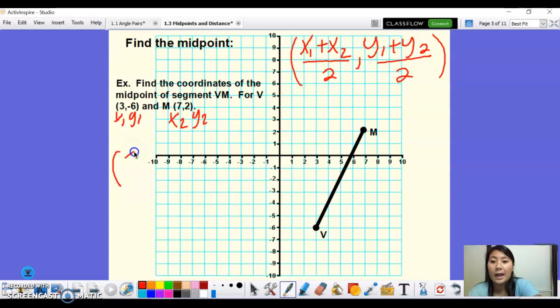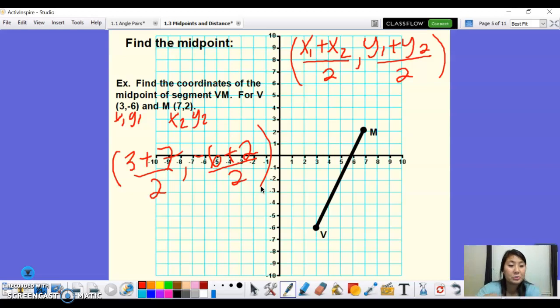So now I'm going to go ahead and plug it into the formula. My x1 I have labeled as 3, so I'm going to do 3 plus 7 because that's my x2, and I'm going to divide that by 2. And then for my y's, I have -6 plus 2 divided by 2. Okay? And now we just do it like we would a regular midpoint. Add the two numbers up top and then divide by 2.